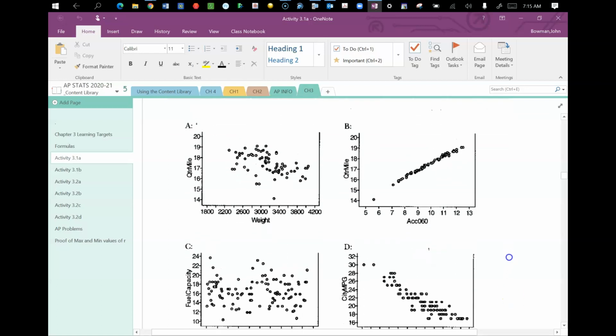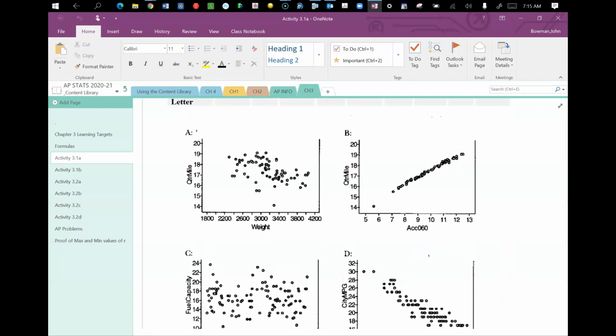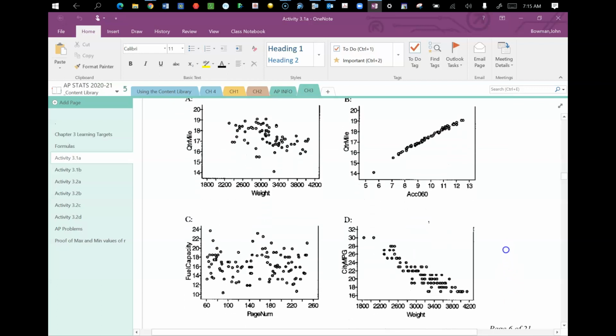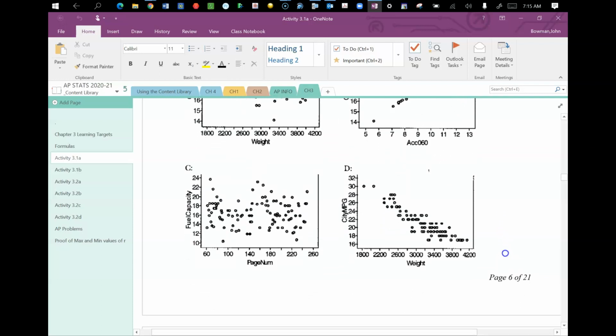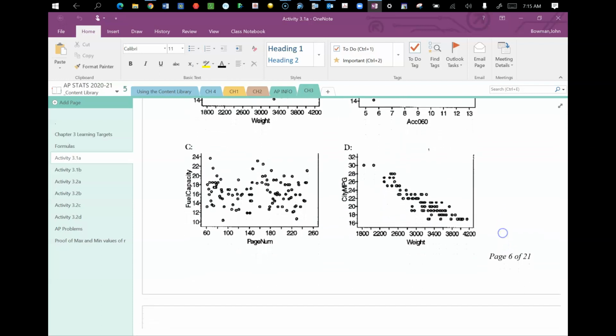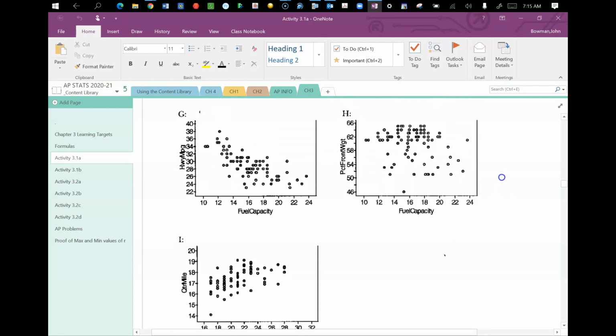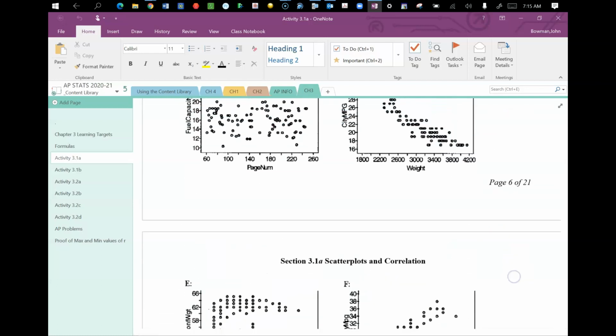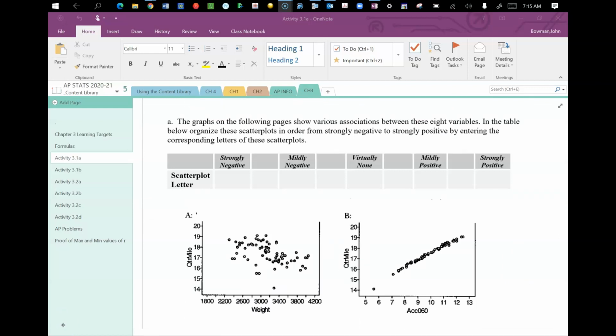So, for example, B has a very strong positive association. D has a medium strength negative association. So take these 9 scatter plots and rank them from most strongly negative to most strongly positive. And I think the easiest way to do that is to clearly start out on the left hand and the right hand side of this, and then we'll come back in a moment and see how you did.